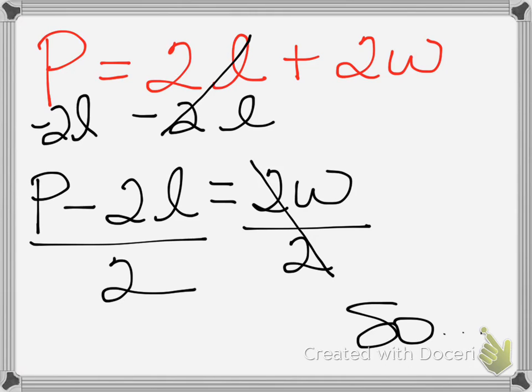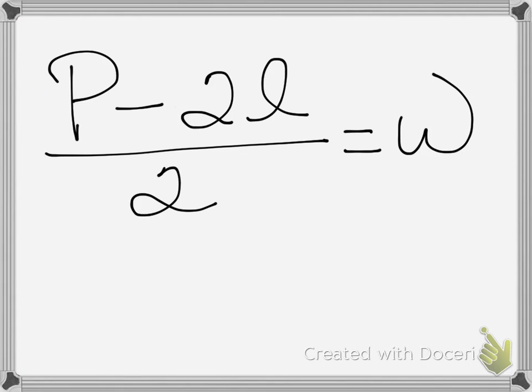Here is the work for that perimeter. We subtract the term we don't want. So we subtract 2L from both sides. P minus 2L is P minus 2L. We bring down the equals 2W. 2W is multiplication. We undo multiplication with division. We're dividing by 2 on both sides. So our final answer should say P minus 2L, the entire thing divided by 2, equals W.